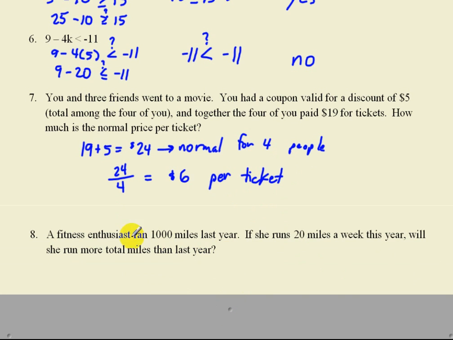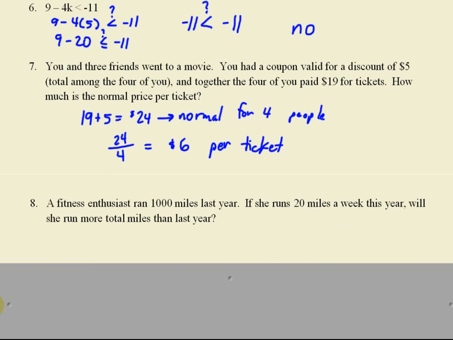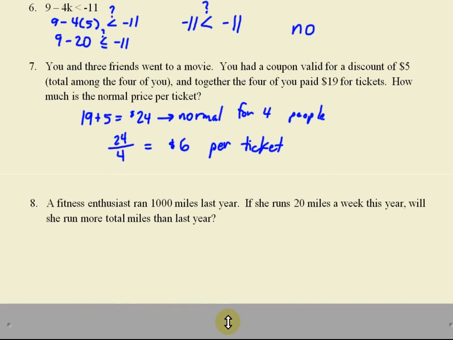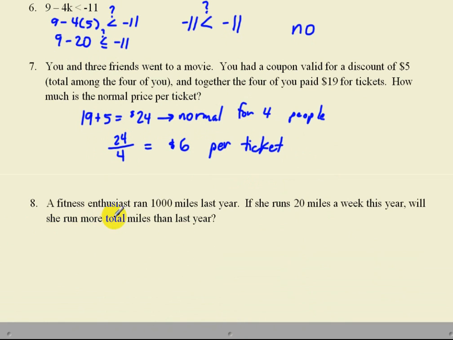All right, and finally, number 8. A fitness enthusiast ran 1,000 miles last year. If she runs 20 miles a week this year, will she run more total miles than last year? So we could set this up, and we're going to take 20 miles per week, and we're going to have to convert that because we want for 1 year, not just for 1 week.